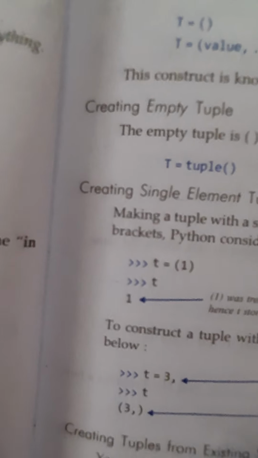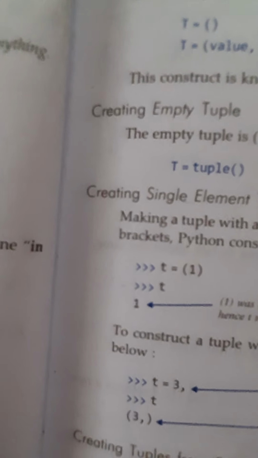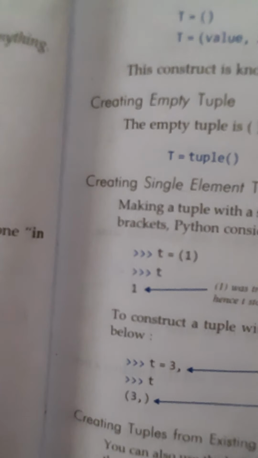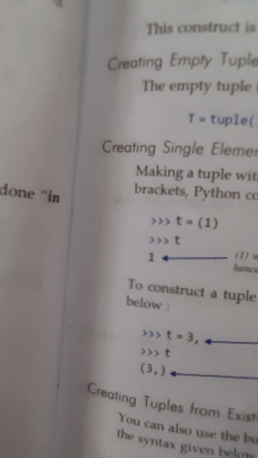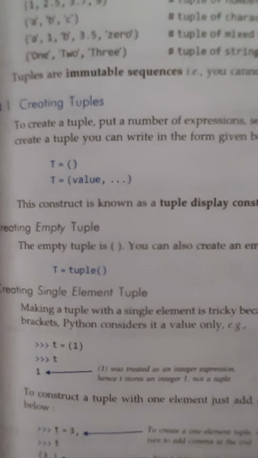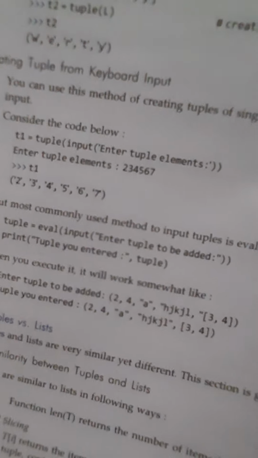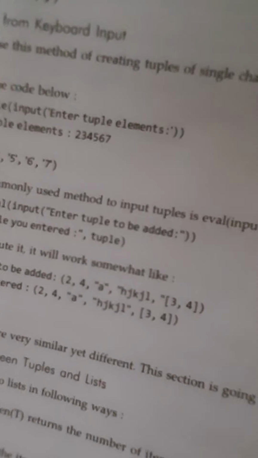And then creating a tuple from an existing sequence. Already values are existing, and you are going to create a tuple. t is equal to tuple of sequence. So now let us pass on to the other example. Consider the following example. Look at the example.